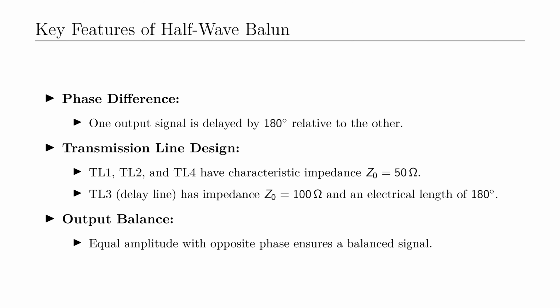The half-wave balun has the following key features: phase difference, one output signal is delayed by 180 degrees relative to the other. Transmission line design, transmission lines TL1, TL2, and TL4 have a characteristic impedance of 50 ohms. The delay line, TL3, has a characteristic impedance of 100 ohms and an electrical length of 180 degrees. Output balance, the balanced output signals have equal amplitude but opposite phase, ensuring proper signal integrity.